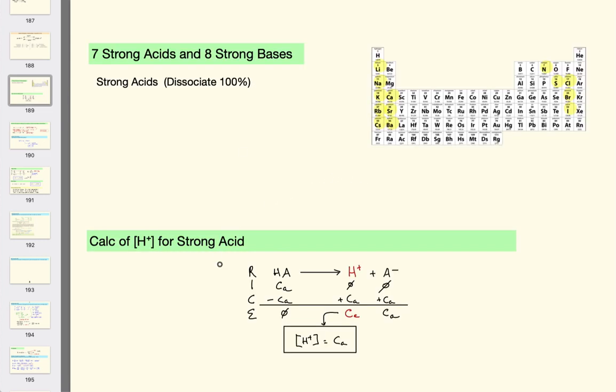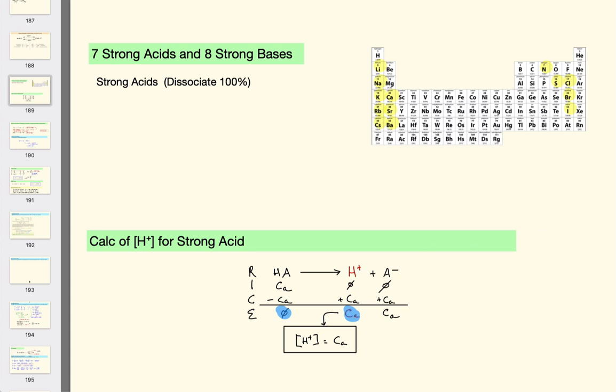Okay, so let's talk about the calculation of H plus for a strong acid. The thing that is so important here is that it dissociates 100%. Consequently, if you have an initial concentration, every bit of it is used up and this term goes to 0. So essentially there is no Ka. So what is your H plus concentration? Your H plus concentration is just going to be Ca. So it's really easy. If you know what the concentration of the strong acid is, it's going to be the exact same thing as the concentration of the H plus.